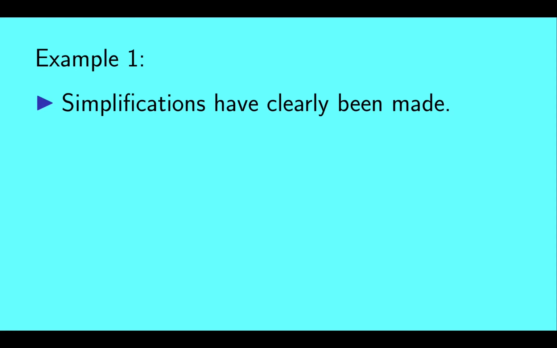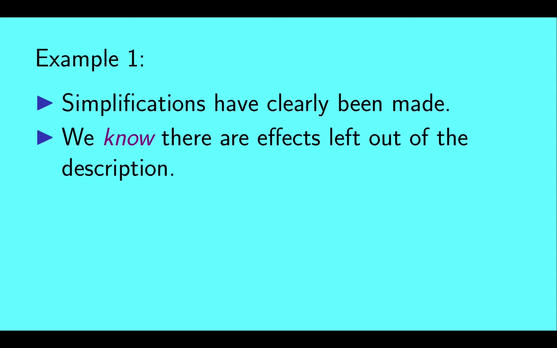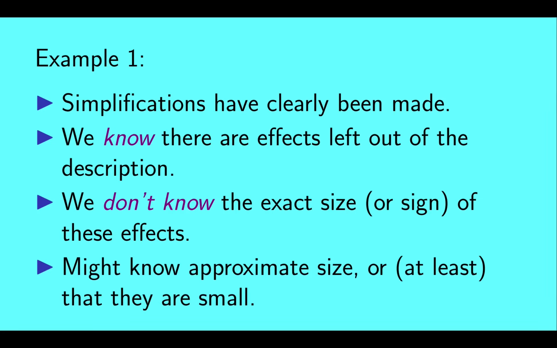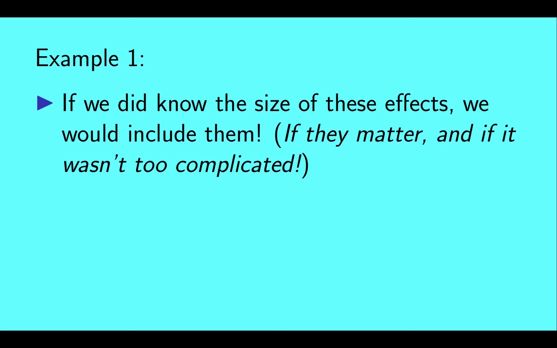So, in this example, it is clear that simplifications have been made in the description of this system. We know that there are effects from known principles that we have left out in order to make the problem tractable. We don't know the exact size or even necessarily the sign of these effects. We might know their approximate size, or we might know that they are small enough for our purposes. If we did know the size of these effects, we would include them. Well, we would if they were large enough to matter and didn't make the problem intractable.